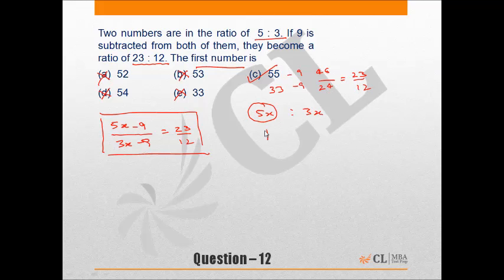So please go to the understanding of the question. Don't jump into calculation straight away. The question says the numbers are in the ratio of 5 is to 3. That means the first number should be a multiple of 5 and the second number should be a multiple of 3. Let's move to the next question.